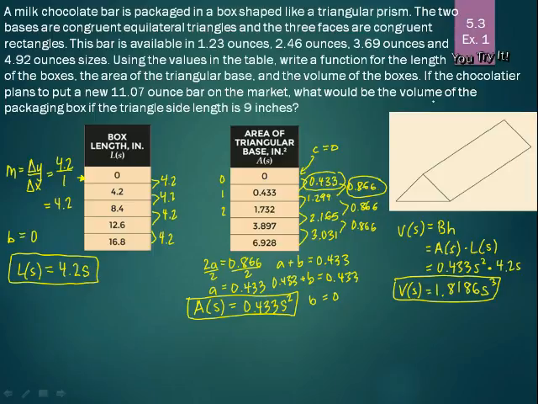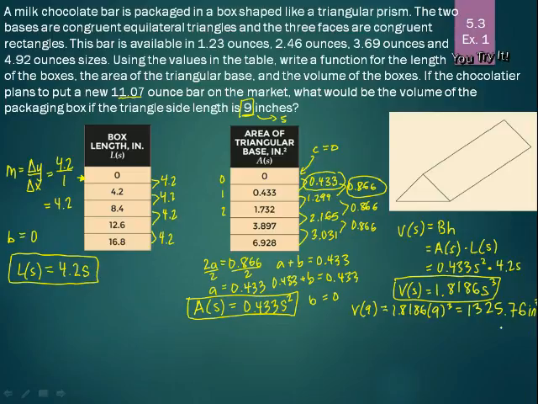So now their last question is, if the chocolatier plans to put a new 11 and 7/100 ounce bar on the market, what would be the volume of the packaging box if the triangle side length is 9 inches? If our new length is 9, what's going to be the volume? All we need to do is plug in 9 for s in our new equation. Doing that, V of 9 will equal 1 and 8,186 ten-thousandths times 9 cubed. Typing that in the calculator, we get 1,325, and if we round this, 76 hundredths. That would be inches cubed since it's volume.